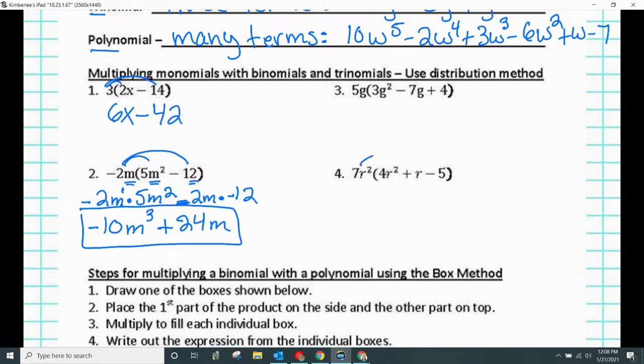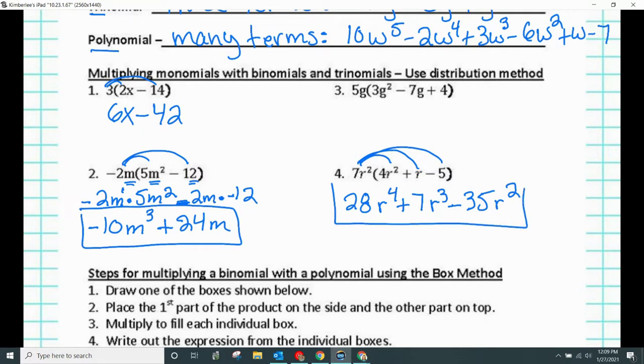So let's distribute here. Well, the 7 times the 4 is 28. And then r squared times r squared. We have to think about what that is. Well, that's 2 r's multiplied by 2 more r's. That's really r to the power of 4. Remember, the shortcut here was to add your powers. So now I have to do times this term. Well, there's a 1 in front of that r, so that's 7. And then r squared times r becomes r cubed. Multiply this one. Well, negative 5 times 7 is negative 35. And there's no r's here, so I don't have to worry about powers, but it becomes this. There's your final answer, r squared.